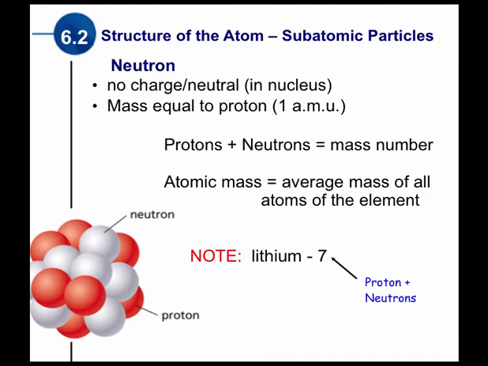Now, if you were looking on your periodic table, you would see that the number of protons in lithium is 3. This means that if we wanted to calculate the number of neutrons in lithium, we would have to take the mass number 7 and subtract 3 to give us a total of 4 neutrons. So 4 plus 3 is equal to 7.